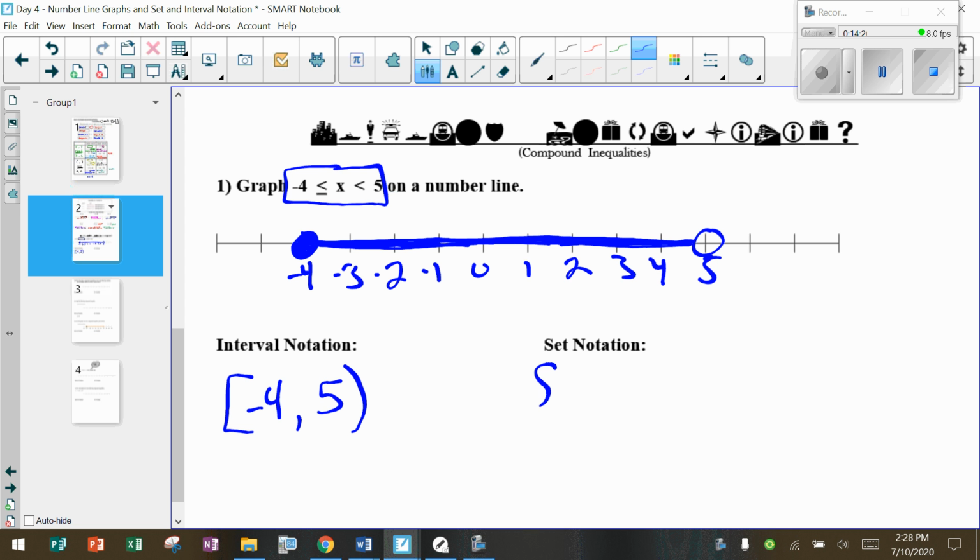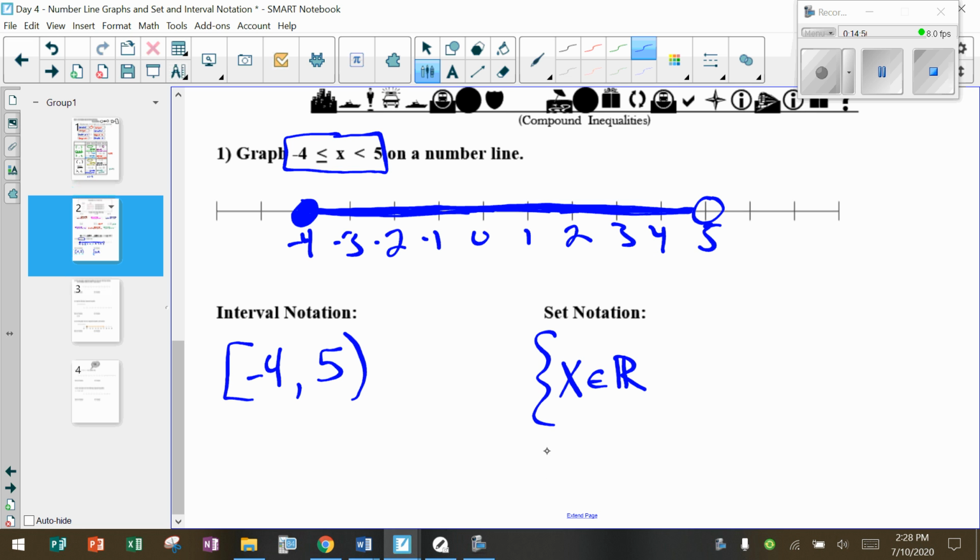So set notation uses the set brackets. Usually we use the letter x because that's what was given up here in the original. We use the same letter. This element symbol, it looks like a little cursive E, but it represents the word element. So x is an element of the set of real numbers. Now when you start doing questions in your skills check, there are limitations as to what I can do on the computer.